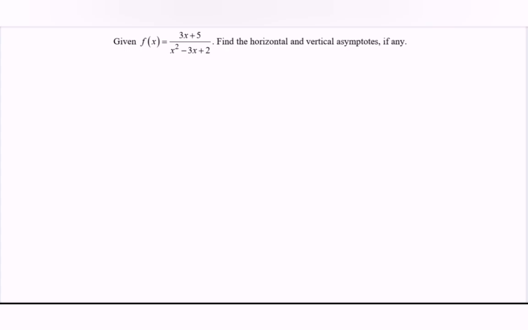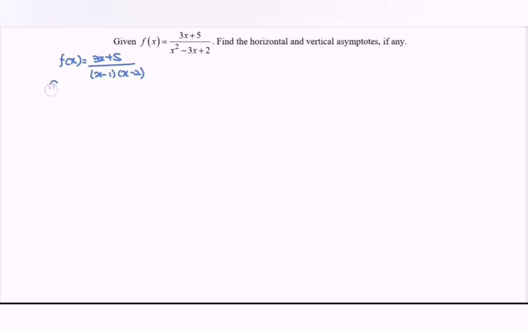Hello everyone, in this video I'm going to discuss the example for limits and continuity. Given the function f(x) = (3x + 5) / ((x - 1)(x - 2)), can we factorize the denominator? Find the horizontal and the vertical asymptote, if any. So refer to the function.